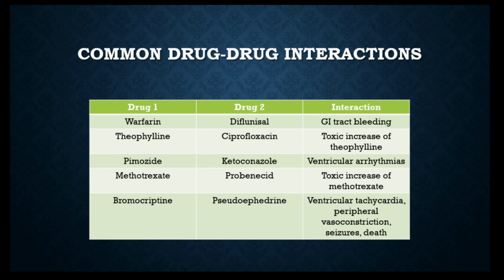Alright, next we've got warfarin with diflunisal, which can cause GI tract bleeding. Theophylline with ciprofloxacin can cause toxic increases of the theophylline. Pimozide with ketoconazole can cause ventricular arrhythmias. Methotrexate with probenecid can cause toxic increases of the methotrexate, and bromocriptine mixed with pseudoephedrine can cause ventricular tachycardia, peripheral vasoconstriction, seizures, and death.